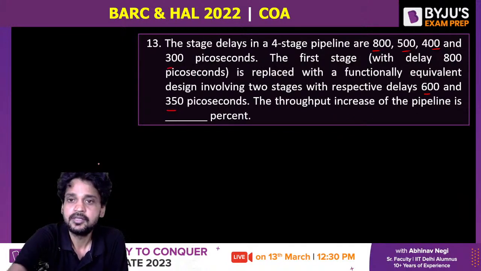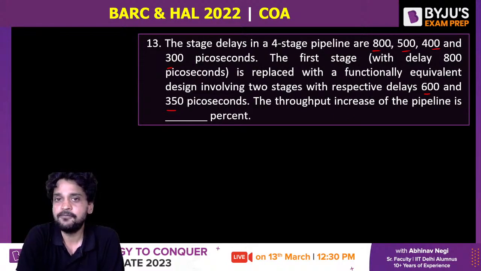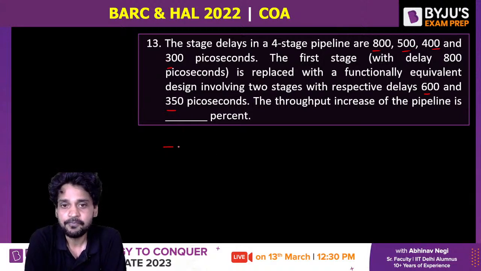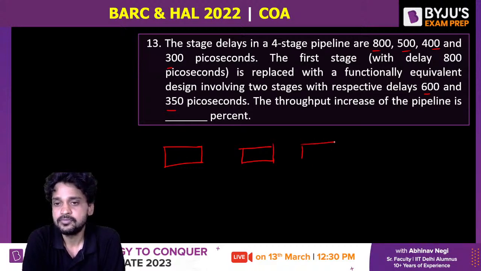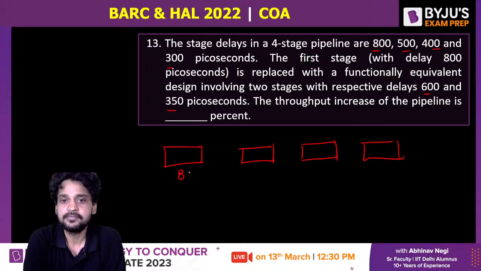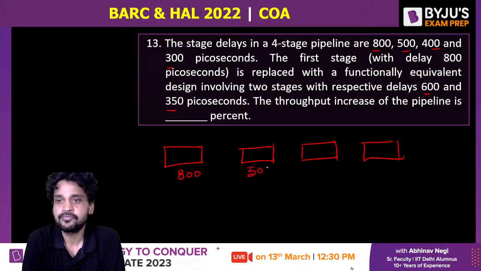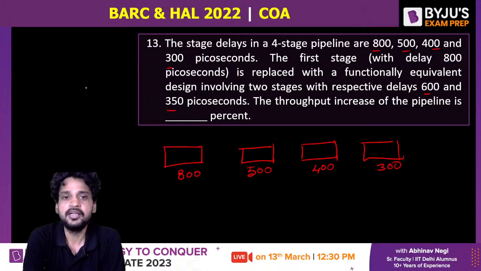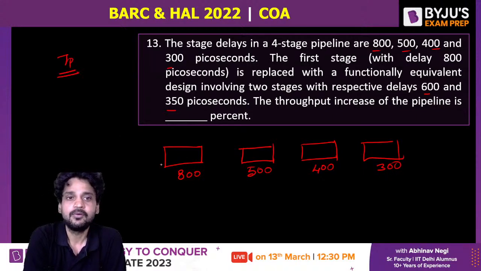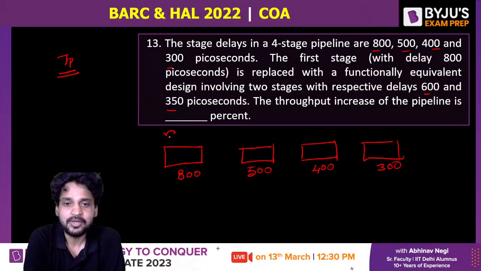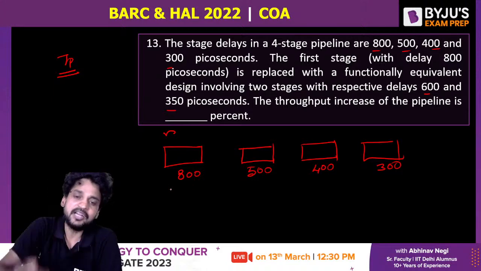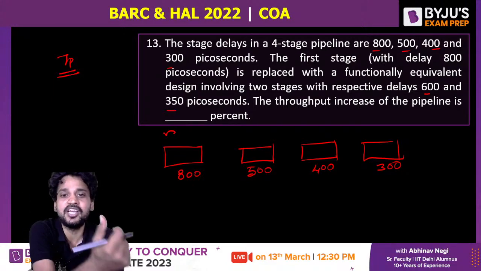Okay, next thing is 800, 500, 400 and 300 picoseconds. I do have 4 stages. The first one is 800, second one is 500, third one is 400, and the fourth one is 300. Okay, here TP, what is TP? One segment at a time is 800. The pipeline time is equal to 800 picoseconds. That is, for every 800 picoseconds, we will have an output of the instruction.